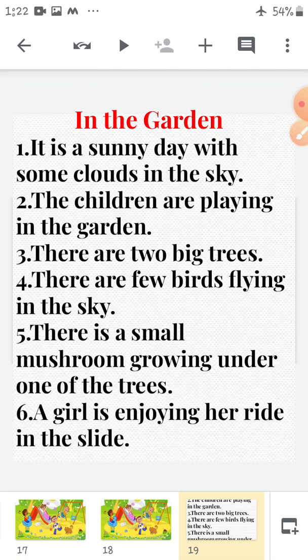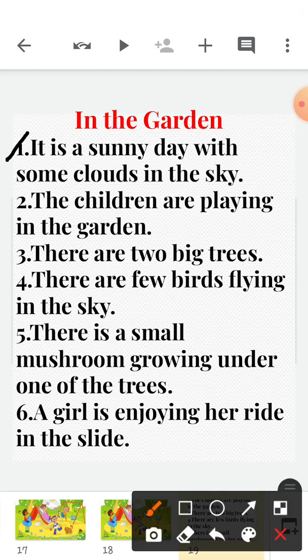Now first one, it is a sunny day with some clouds in the sky. Number 2, the children are playing in the garden.